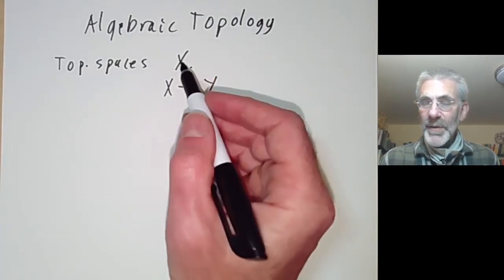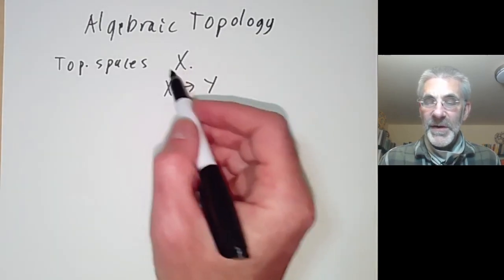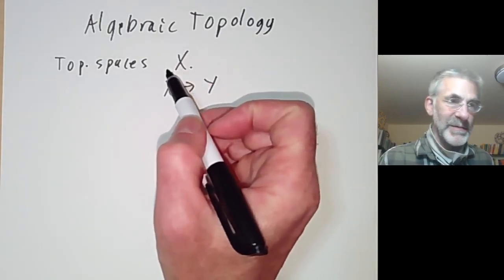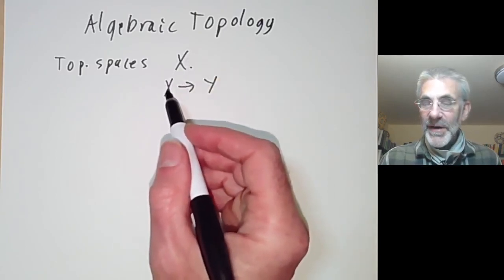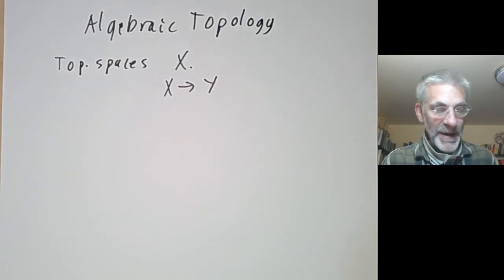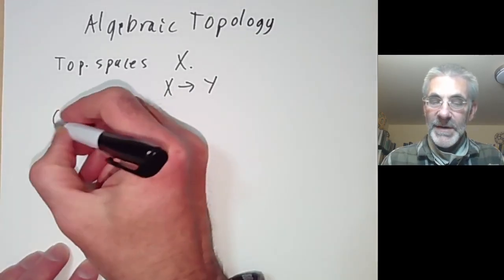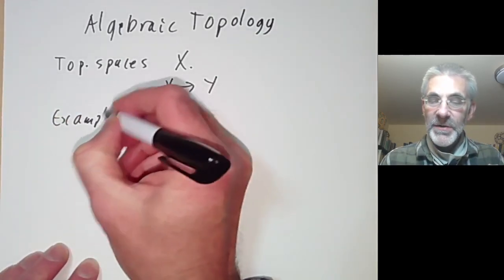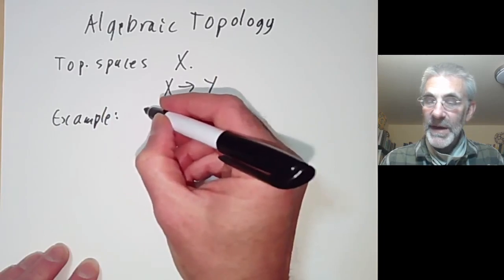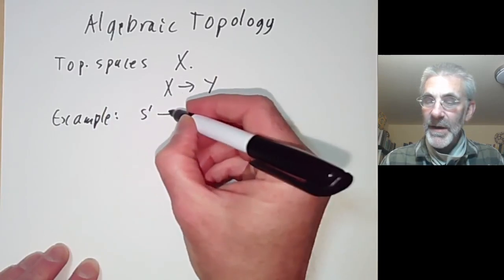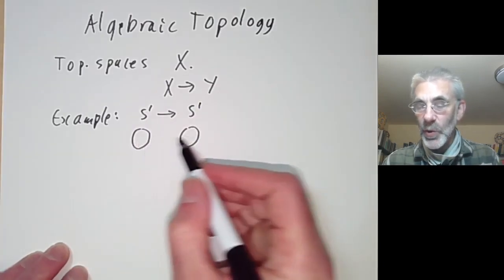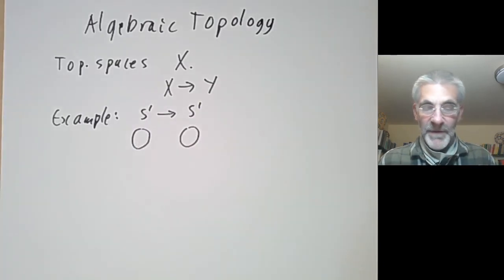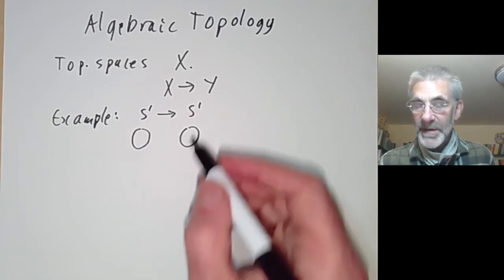So what we do is we try and focus on nice topological spaces, whatever nice means, and we want to try and understand continuous maps between nice spaces. So let's just look at an example. Let's take maps from a circle S1 to a circle. So we're just trying to investigate all continuous maps from one circle to another circle.